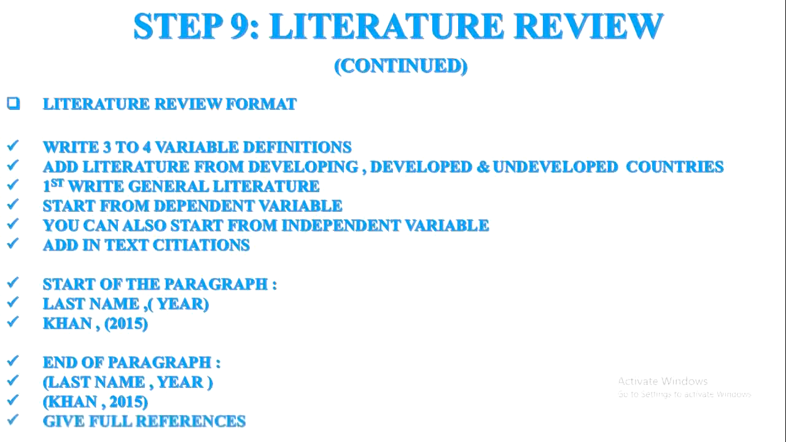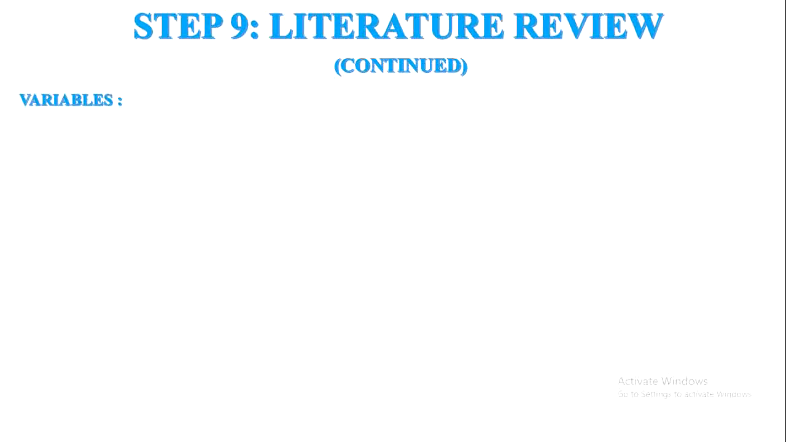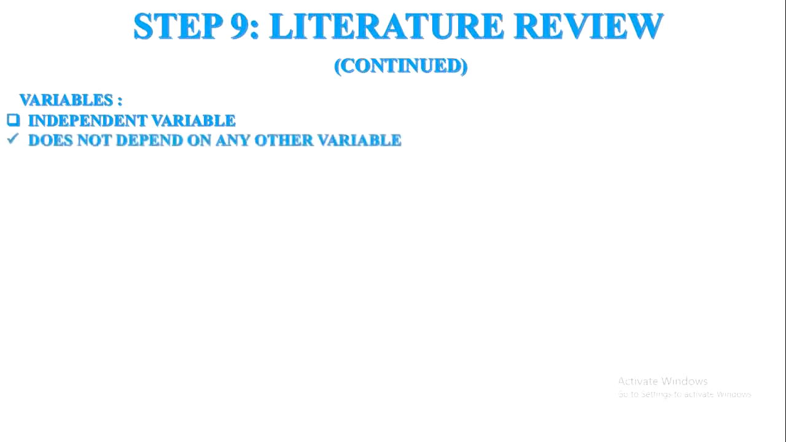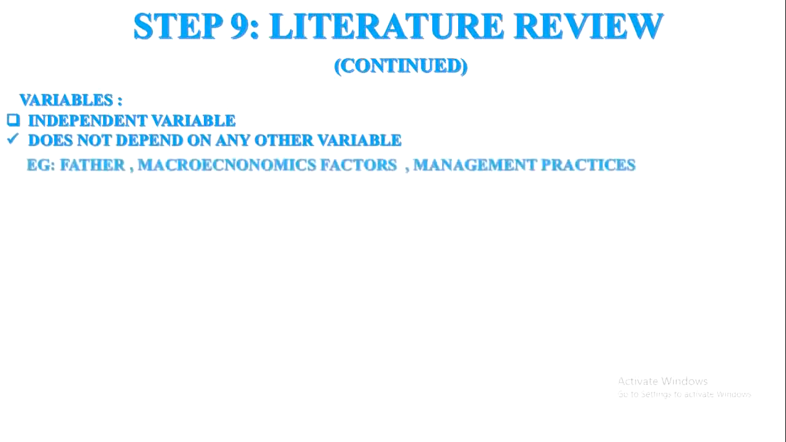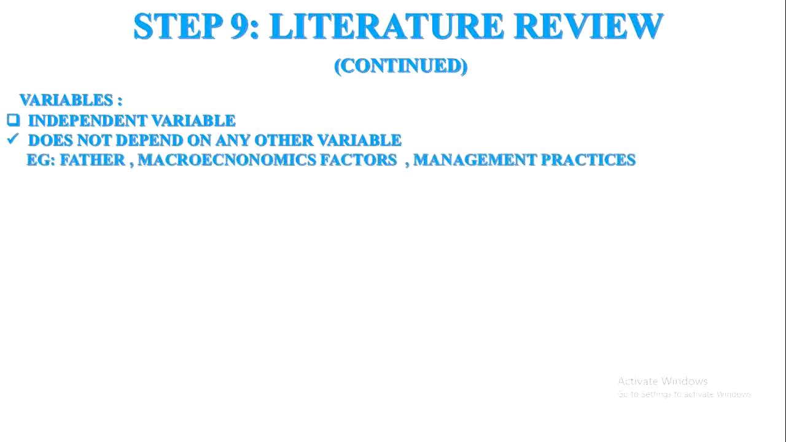Let's move ahead. Then give full references related to those in-text citations at the end of your research paper under your references heading. Okay. Next are the variables. Number 1, the independent variable comes in your research paper. An independent variable is a variable which does not depend on any other factor or variable. Then the second variable. Let me give an example of independent variables: macroeconomic factors and management practices.